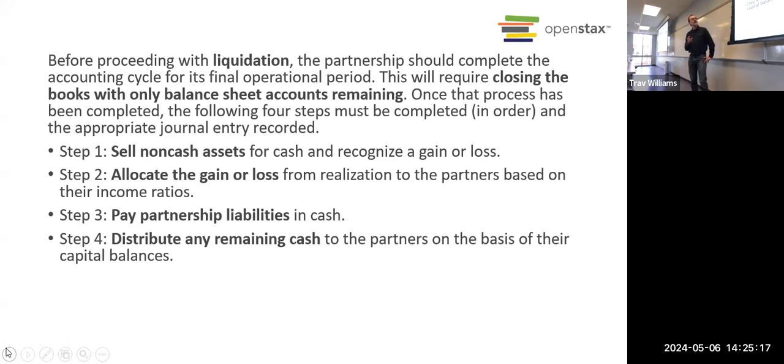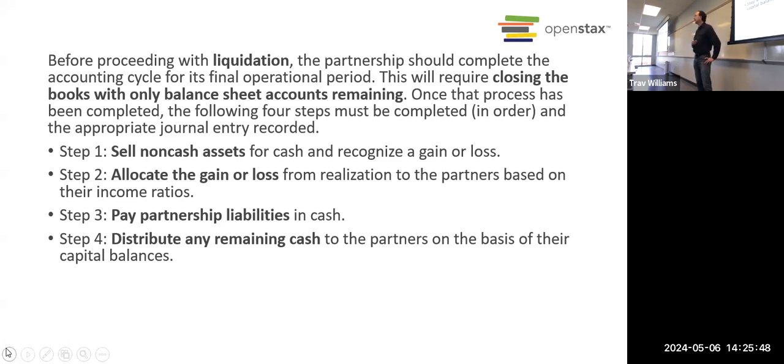So just like we would do at the end of the year, you close out the books, right? We saw that the four-step closing process was pretty similar with a partnership as with a corporation. Close out revenues to income summary, close out expenses to income summary. Then you close out income summary to the capital accounts, and then from the capital accounts to the drawing accounts.